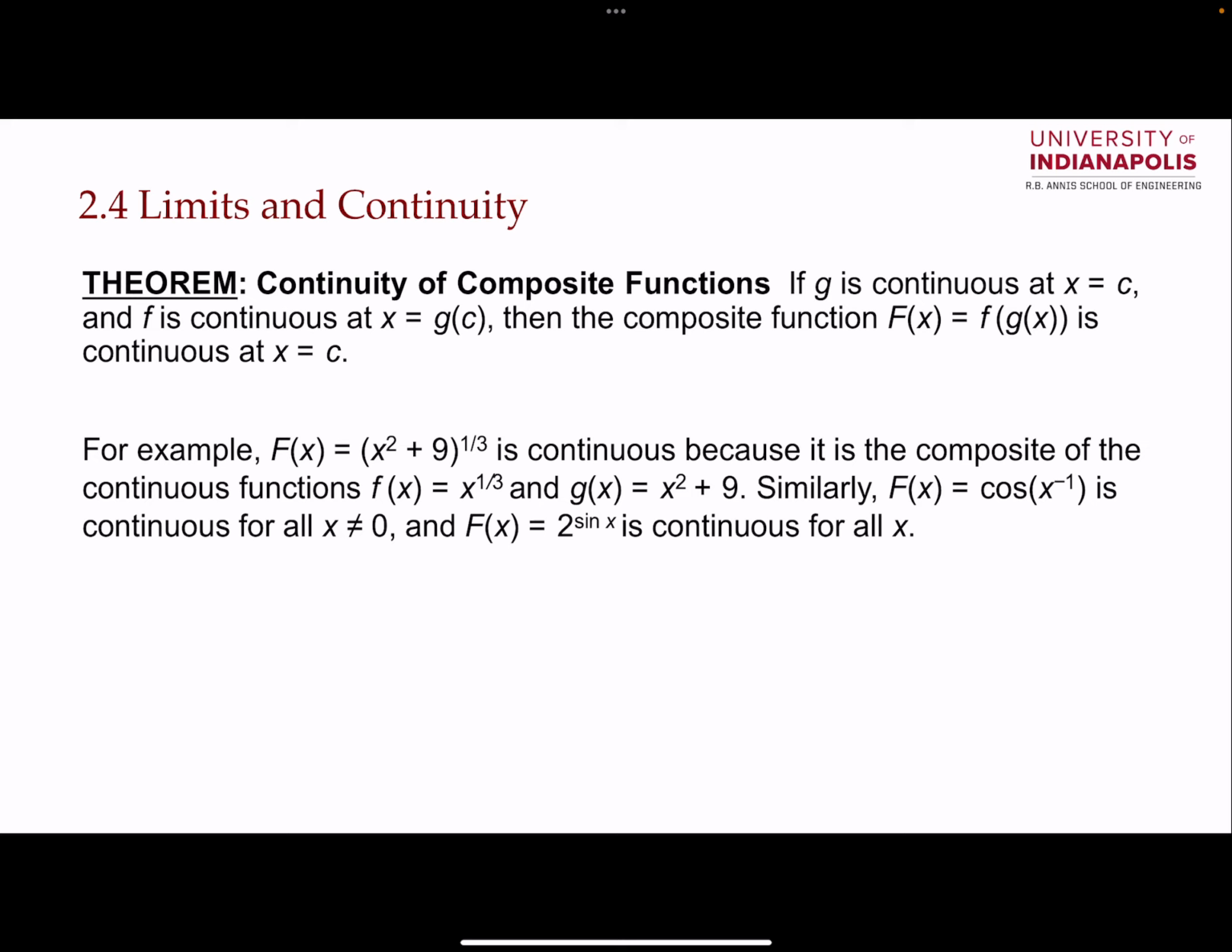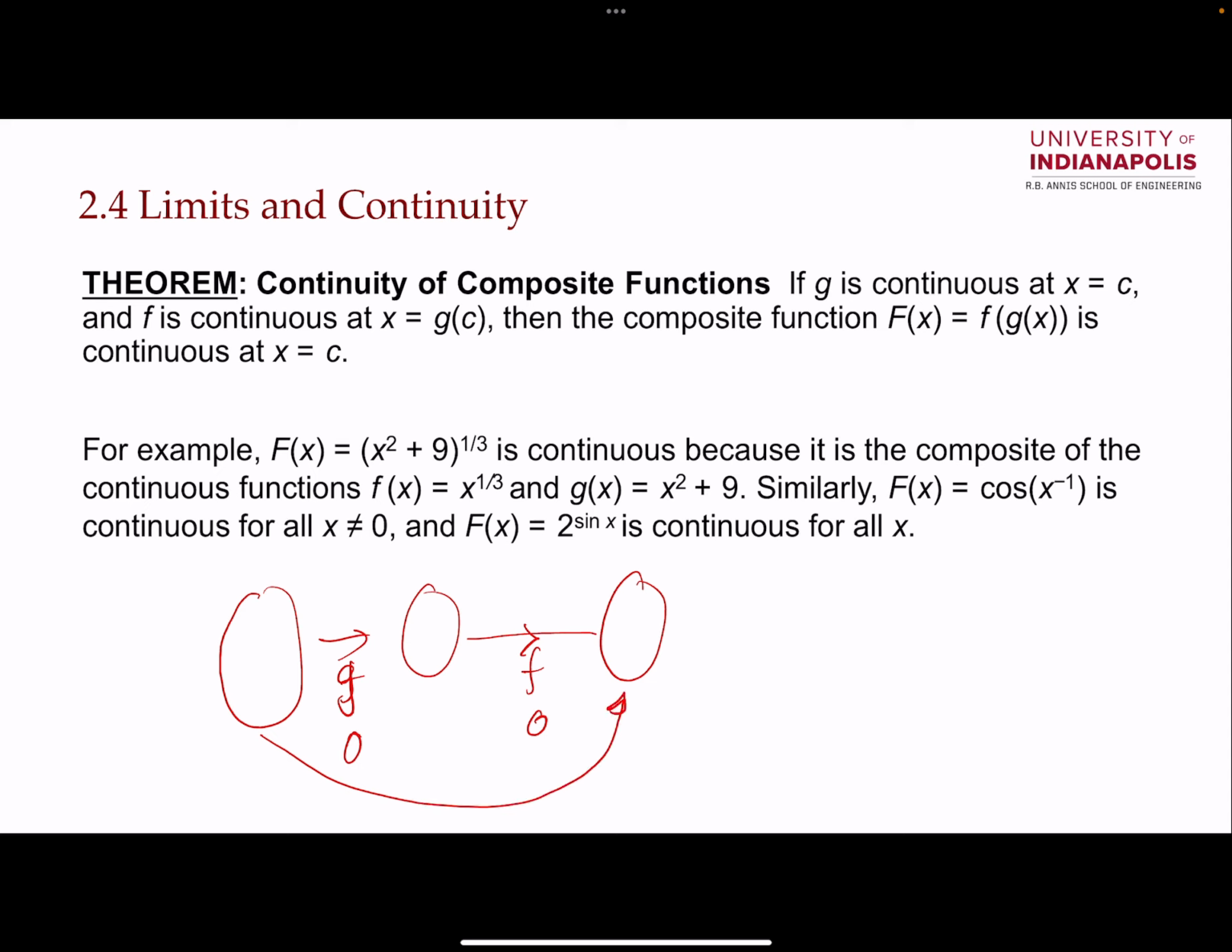Continuity of composite functions: if g is continuous at c and f is continuous at g(c), then the composite function f of g of x is continuous at c. So let's say you have two functions, g and f. If this function is continuous and this function is continuous, then the combined or composite function is also continuous.